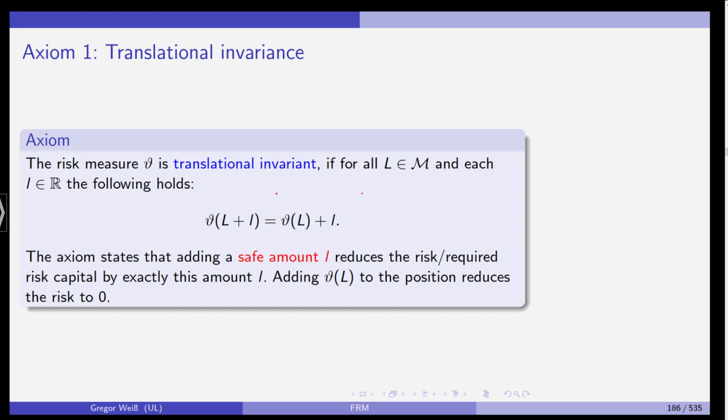Okay, so the risk measure, first axiom, needs to be translationally invariant. Moving the risk by adding or subtracting a risk-free amount small l doesn't change the actual required risk sum of L. It only reduces the aggregate risk sum by exactly this amount small l. This is the first axiom.